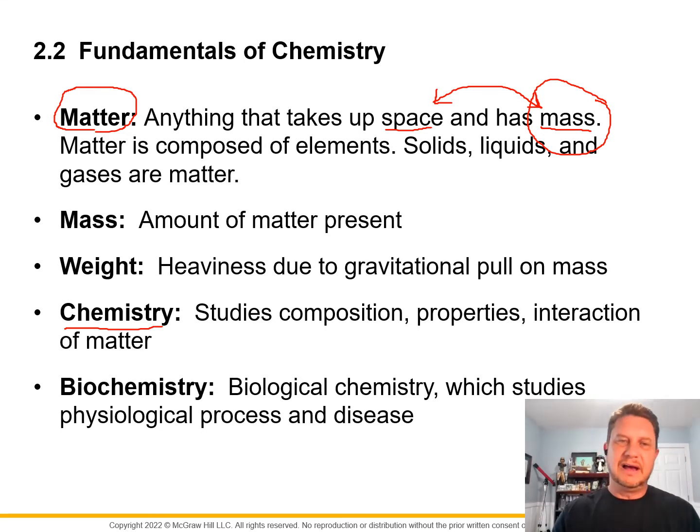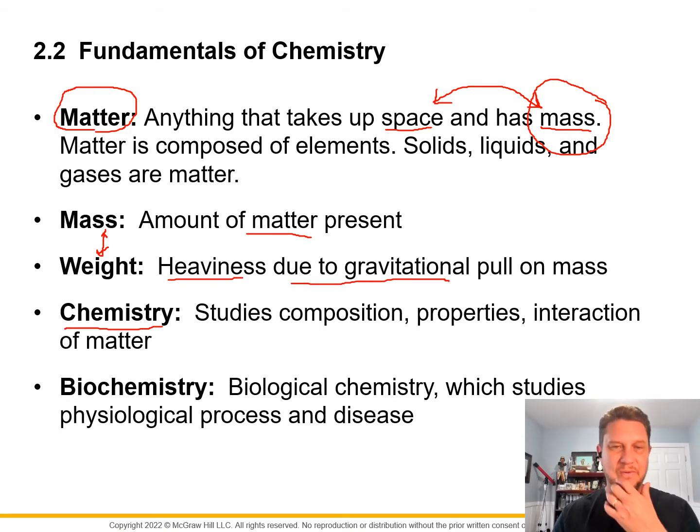Mass is a measurement of how much matter is present, and that is different than weight. We use them interchangeably here, but weight is the heaviness of that matter due to gravity. Our mass will stay the same no matter where we are, but our weight might change depending on if we're on the surface of the earth or the moon. While we use them interchangeably here, true definitions have them separate. And chemistry is the study of all of this.